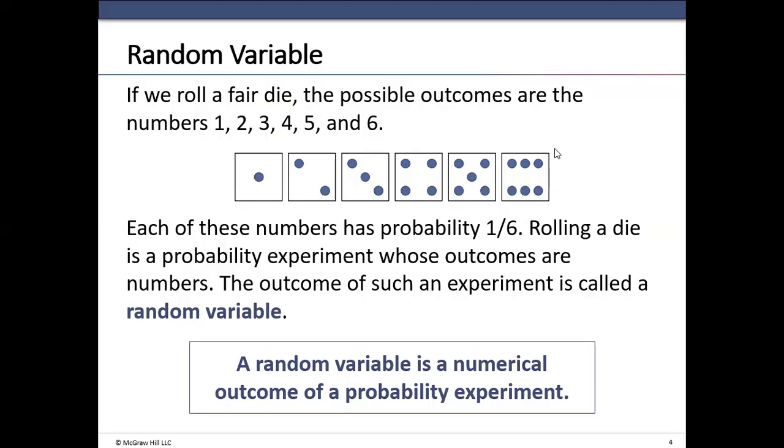It's called a random variable because before we roll the die, we do not know which number will land face up. And it is a numerical outcome, meaning it's a number that results from a probability experiment or a chance experiment whose results we do not know before doing the experiment.